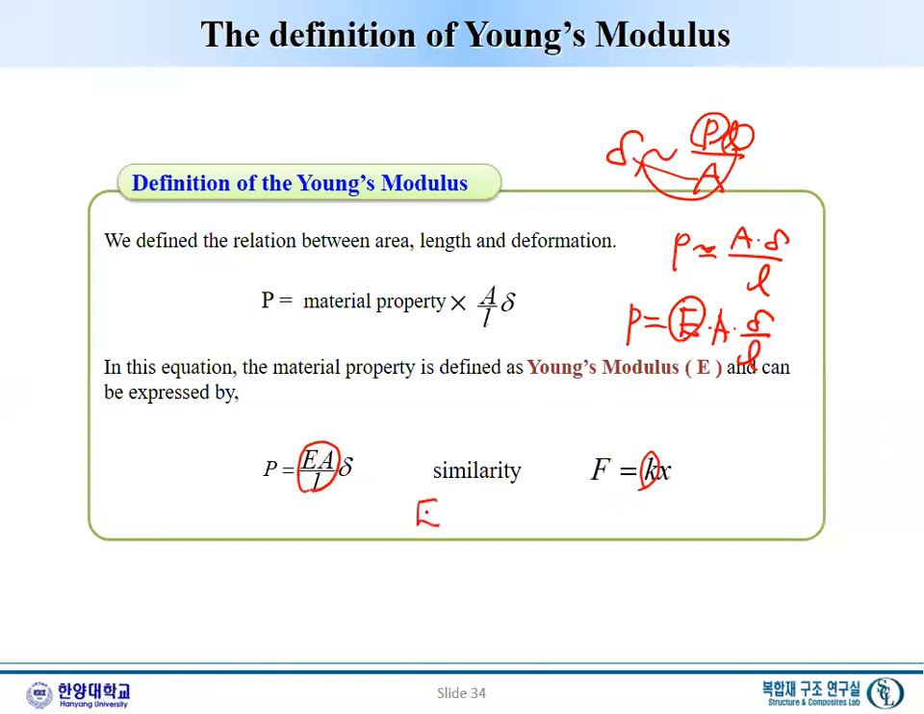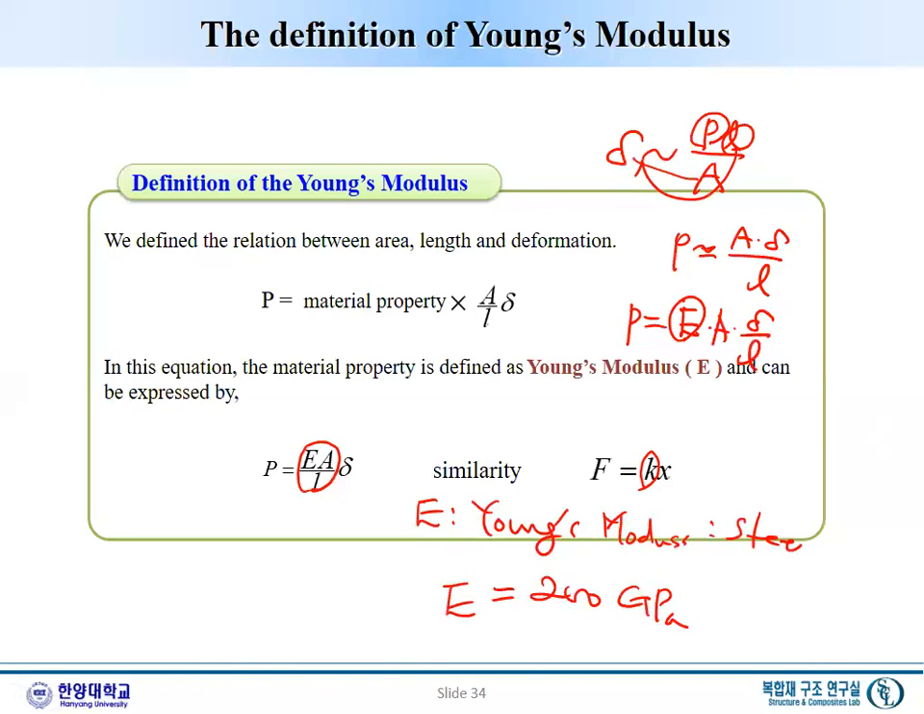So what is the E? Again, it's called Young's modulus. Now, what is it? Does anybody know the value of the Young's modulus of steel? Steel, what's the Young's modulus? Huh? Yes, 200 gigapascal. That is the Young's modulus of steel.